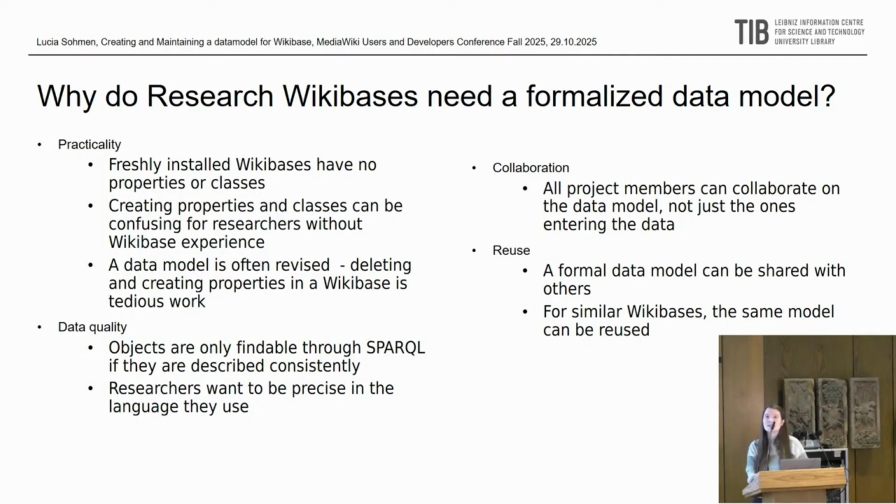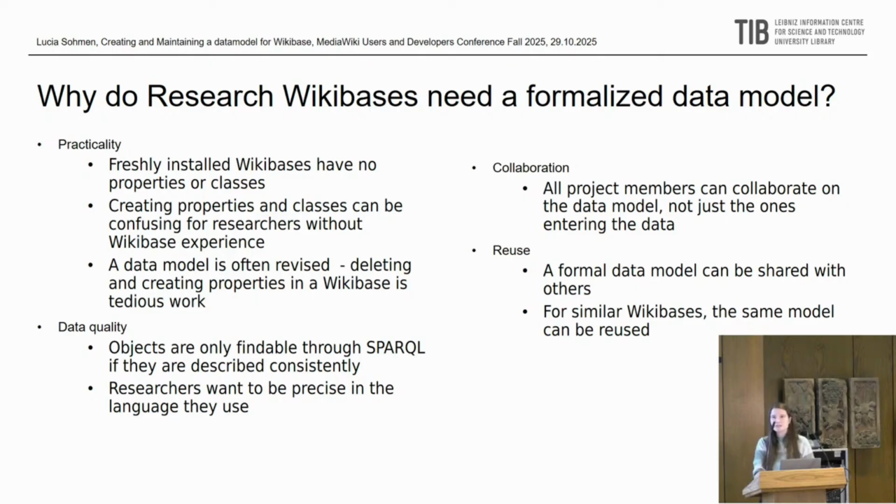Then also there's the issue of findability. If you want to find all items and information about them through SPARQL especially, they need to be described consistently. So all entities of the same type need to have the same information, otherwise you don't know what to search for. And also it's usually an inherent will of researchers to be very precise in the language that they use. So having a data model and using all the same vocabulary is, I think, just common in research projects that collect data.